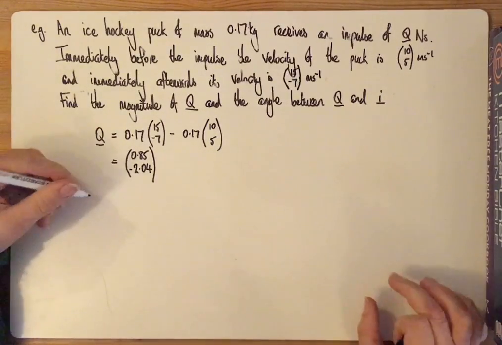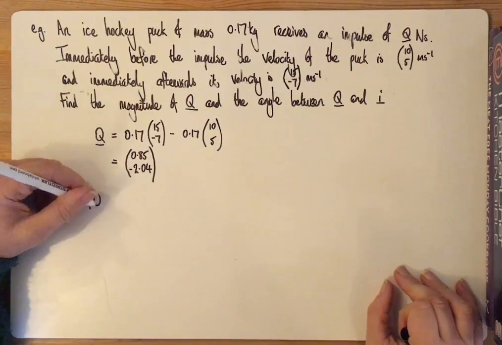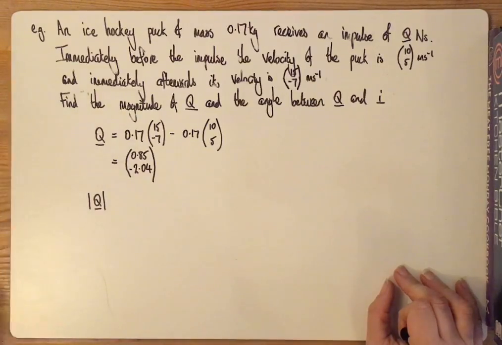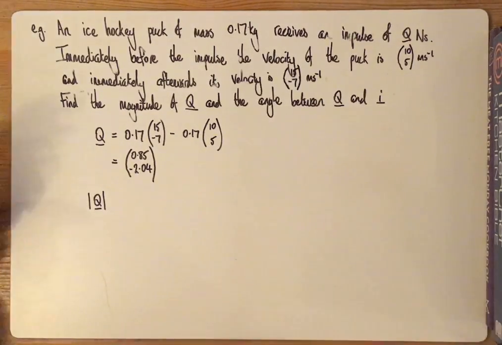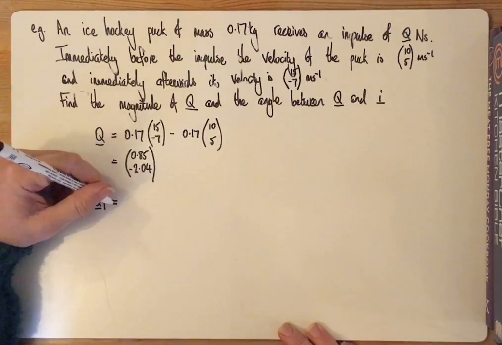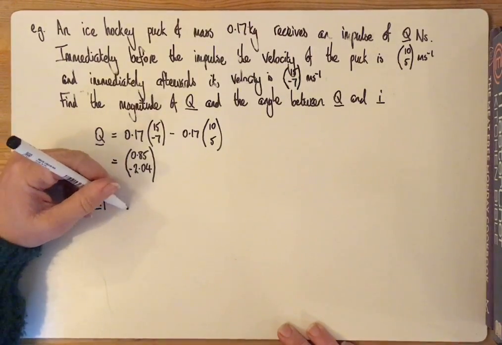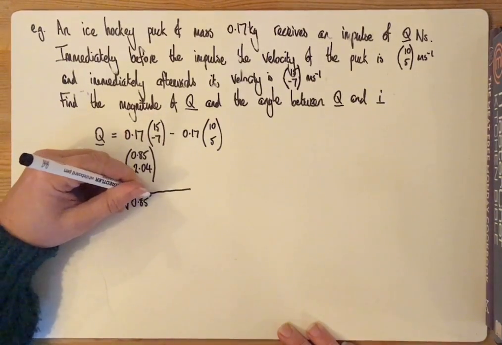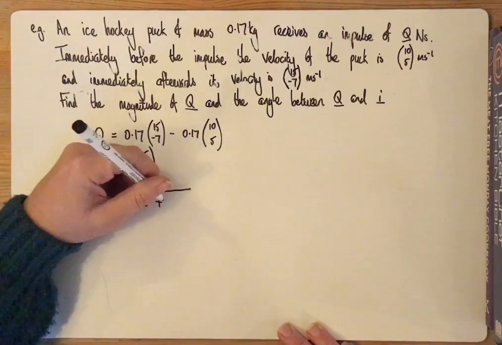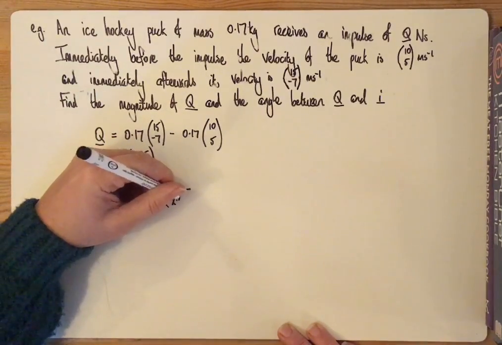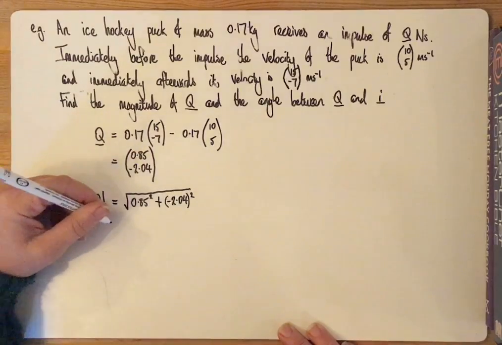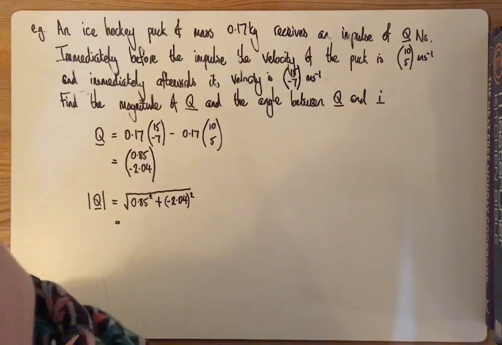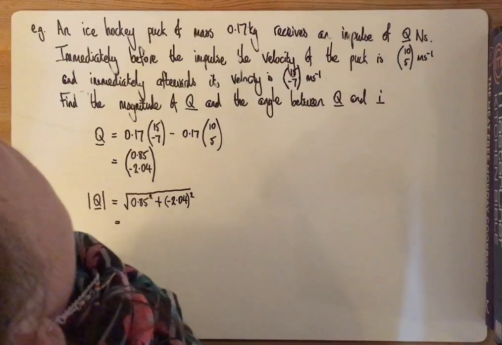And then the magnitude of Q, so we can write that like so. You're taking a positive value, so it fits in with the modulus symbol, but this is the magnitude of Q. And then that's just Pythagoras on this vector. So 0.85 squared plus 2.04 squared. You don't need to put the negative in here because you're squaring it. And then the magnitude comes out as being 2.21.